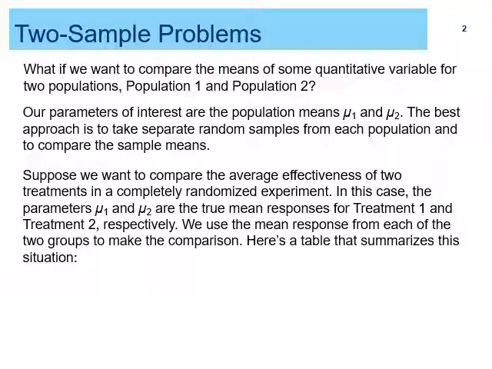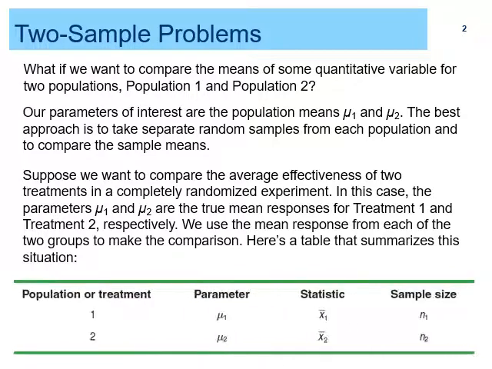And suppose we want to compare the average effectiveness of two treatments in a completely randomized experiment. In this case, the parameters mu1 and mu2 are the true mean responses for treatment 1 and treatment 2 respectively. So we use the mean response from each of the two groups to make the comparison, and here is a table that summarizes this situation. So population or treatment 1, parameter mu1, statistic x bar 1, sample size n1, and population or treatment 2, mu2, x bar 2 and n2.